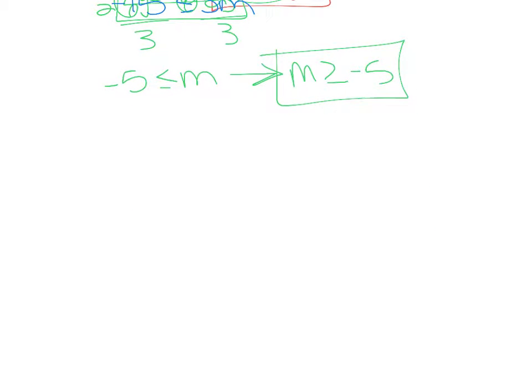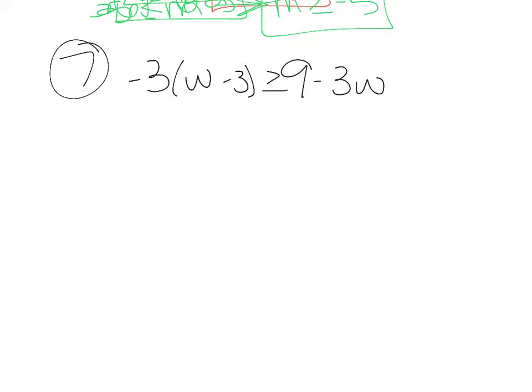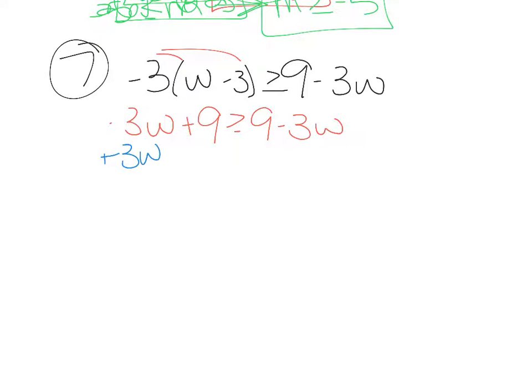Okay, we're about halfway done, but we're going to look at some that end up having a little bit different kind of answer. So number 7, negative 3 times the quantity w minus 3 is greater than or equal to 9 minus 3w. Okay, kind of like number 4 and number 5, we need to distribute. Be careful, make sure you distribute the negative both places along with the 3. So I get negative 3w plus 9 is greater than or equal to 9 minus 3w. Notice I've got w's on both sides, so to get them in the same place, we add 3w's, because notice both of those are negative 3w's.